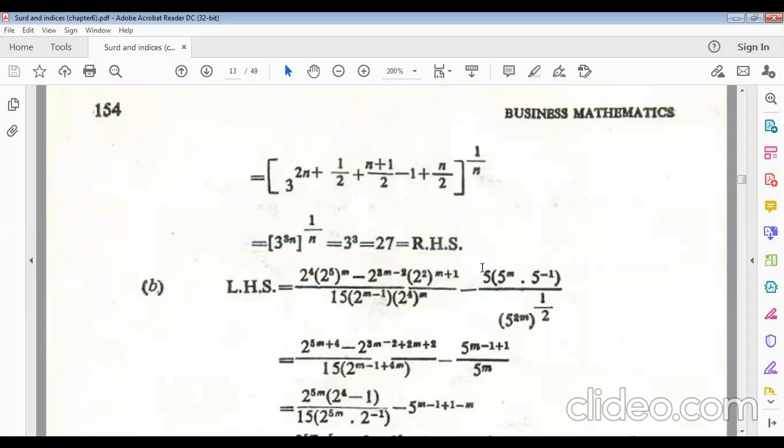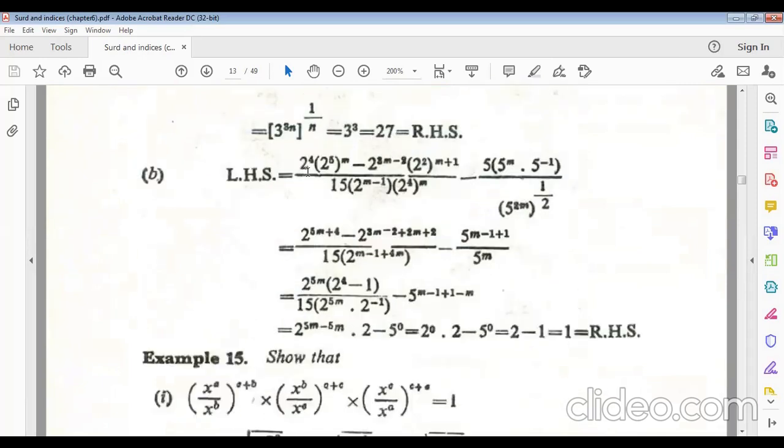Now for the part B, another part, 2 to the power 4. This is the left hand side. And we have to prove this equals to what? 1. Okay. Now this 2 to the power 4 and 2 to the power 5 can be written as 5 to the power 2 to the power 5m. Okay. 5m and 2 to the power 4. We can make it 2 to the power 5m plus 4.